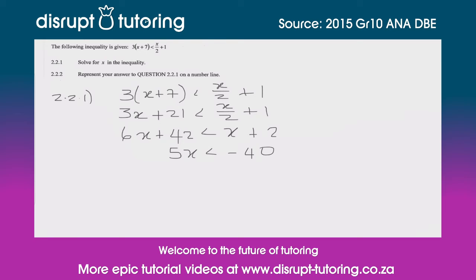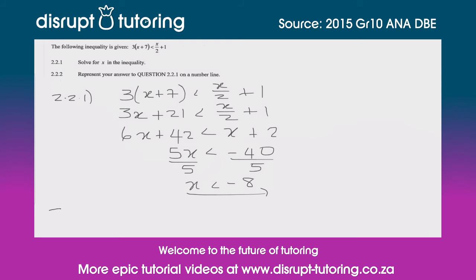I still want to get this x by itself, so to do that, I'm going to divide both sides by 5. And once I've divided both sides by 5, I'm going to be left with x is smaller than minus 8. And that should give us the correct answer. Really nice job. Now they've said to us, represent your answer to question 2.2.1 on a number line.